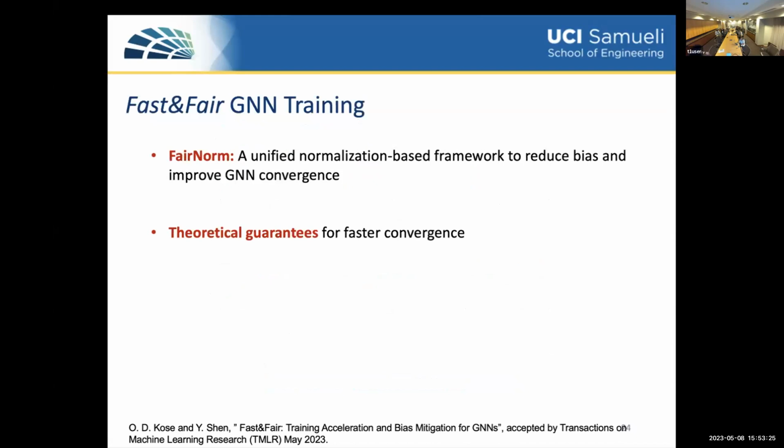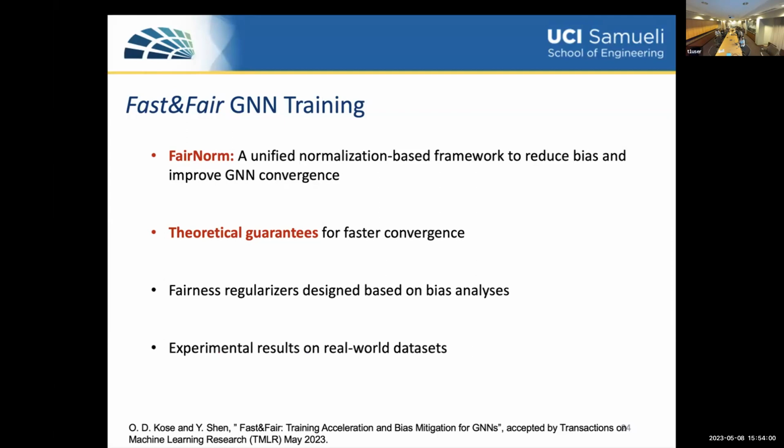Okay, briefly recap. We have developed a fair norm, which is a unified normalization-based framework to reduce the bias and improve the GNN convergence. And we provide theoretical guarantees for faster convergence. And the fairness regularizers are designed based on the analysis that I presented in the previous part. And they are also trainable. We train the normalization parameters in a data-driven fashion.